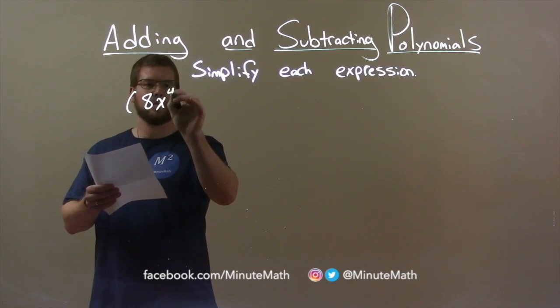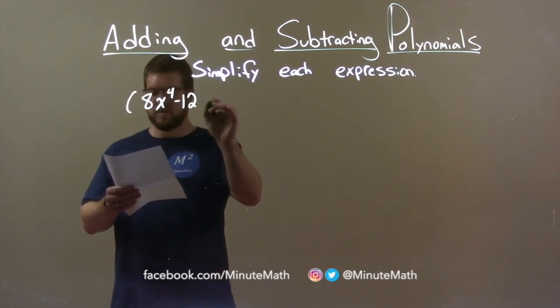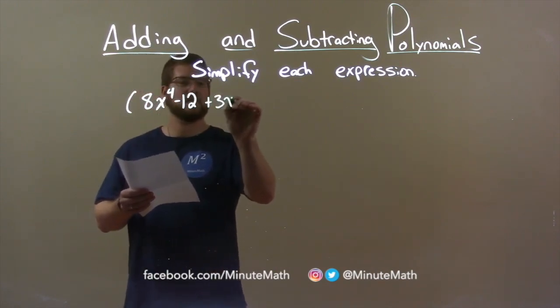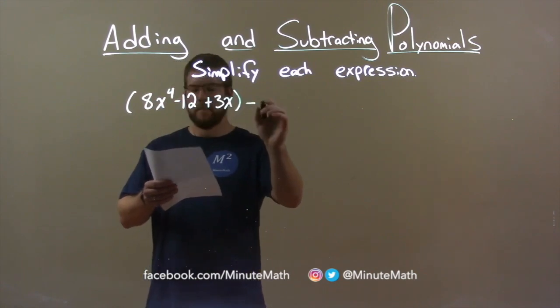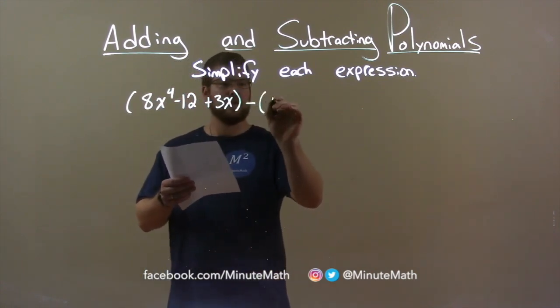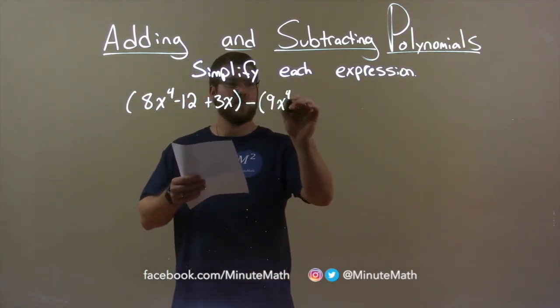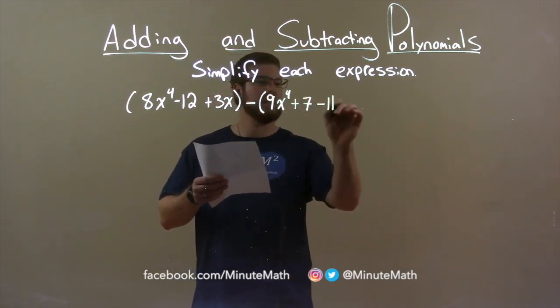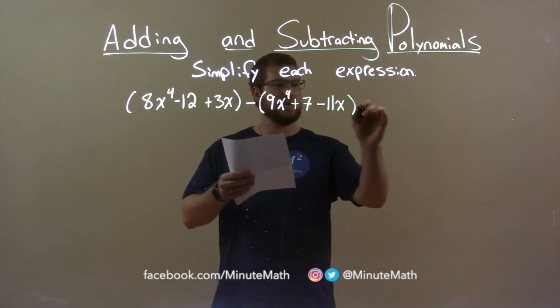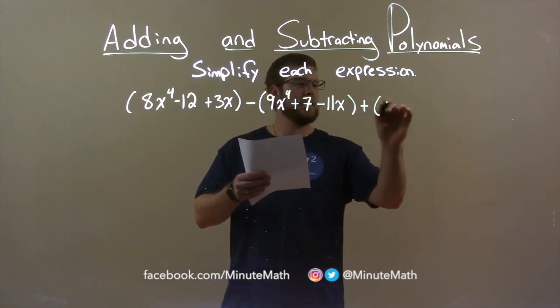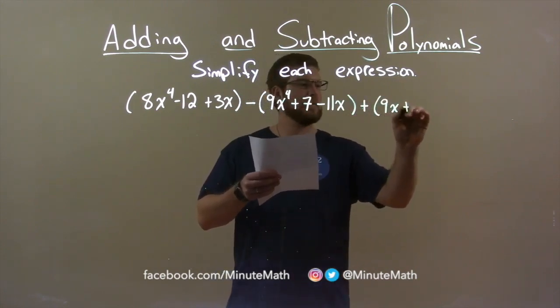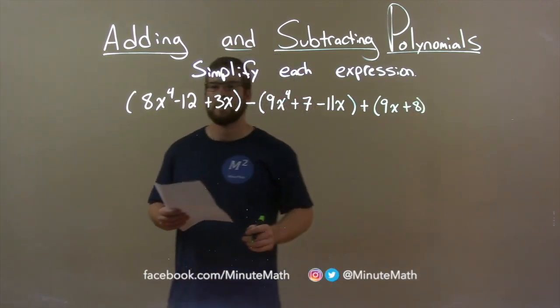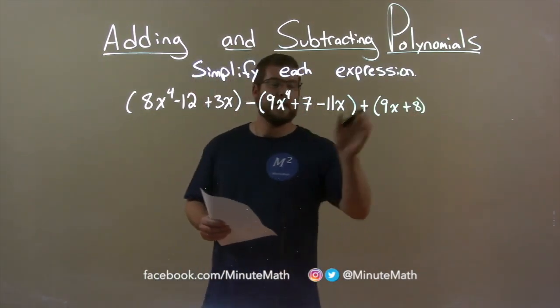8x to the 4th minus 12 plus 3x, minus 9x to the 4th plus 7 minus 11x, and our last parenthesis plus 9x plus 8. I first look within each parenthesis.